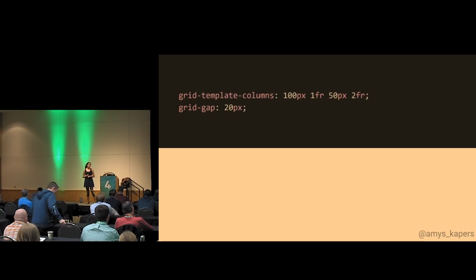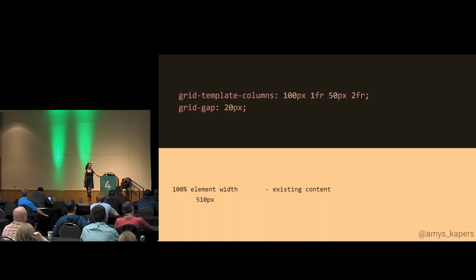The first thing I do is take the full element width, which is 510 pixels wide. I then take any existing content. So this is any values that I've predefined, which today is 150 pixels, which is the 100 pixel wide and the 50 pixel wide. I then take into account the gap. So this is the gap between each of those columns, which I said is 20 pixels wide. There'll be 3 gaps, 60 pixels.